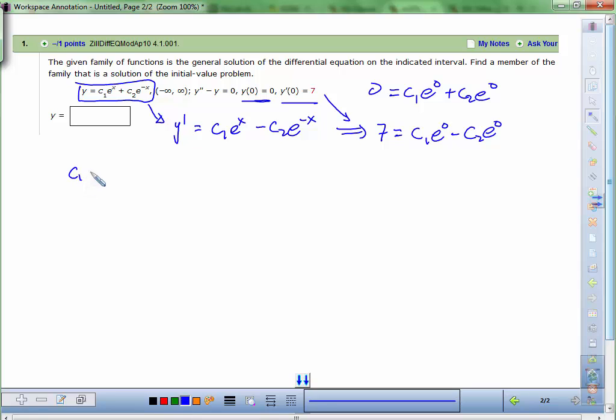We got c1 plus c2 equals 0. c1 minus c2 equals 7. You can almost do this in your head, right? When you add the equations, you're going to get, what is it? 2c1 is equal to 7. Divide by 2, so c1 is equal to 7 halves. c2 is equal to negative 7 halves.